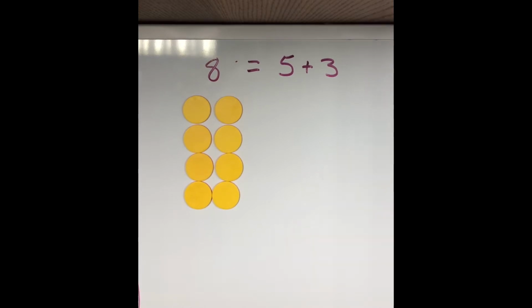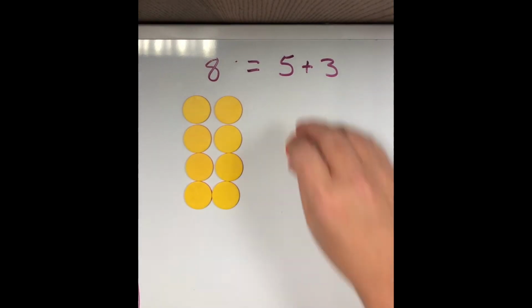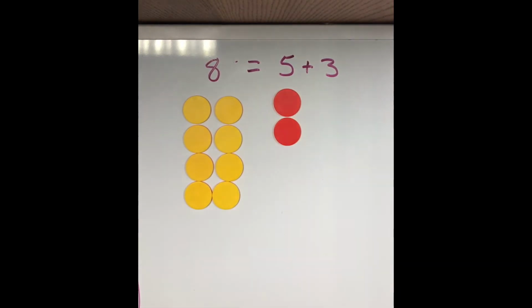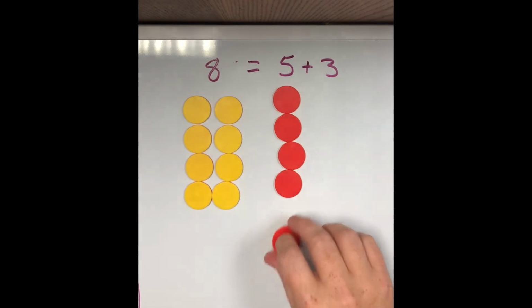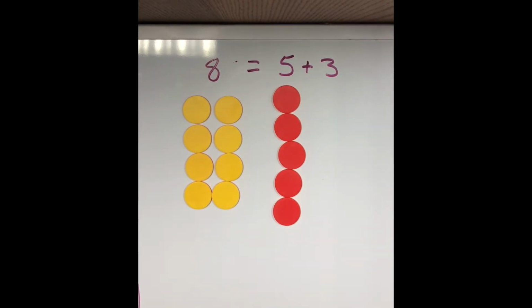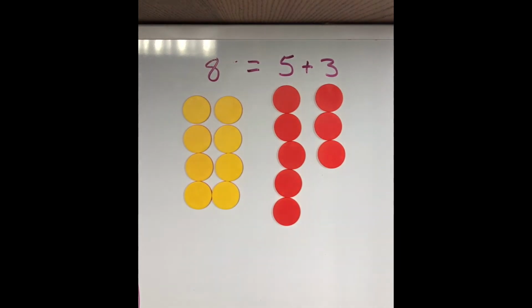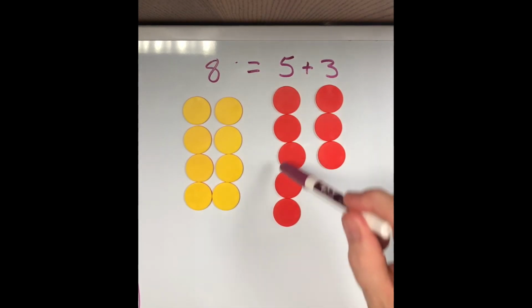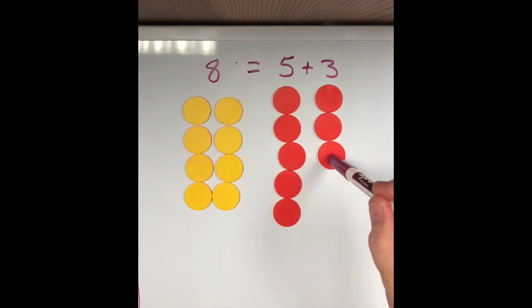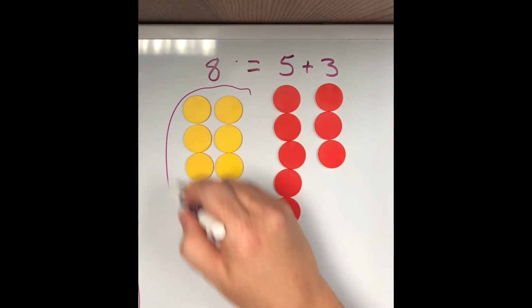Okay, now I'm going to put down 5 counters on the right-hand side. 1, 2, 3, 4, 5. Okay, and we know the plus sign means to add, so I'm going to go ahead and add 3 more to the right side. Okay. Now that we've put all the counters down to represent our equation, let's see if both sides are equal. We know the left-hand side has 8 counters. Does that match the right-hand side of the equation? Let's count to see. 1, 2, 3, 4, 5, 6, 7, 8. Yes. So now we know both sides are equal.